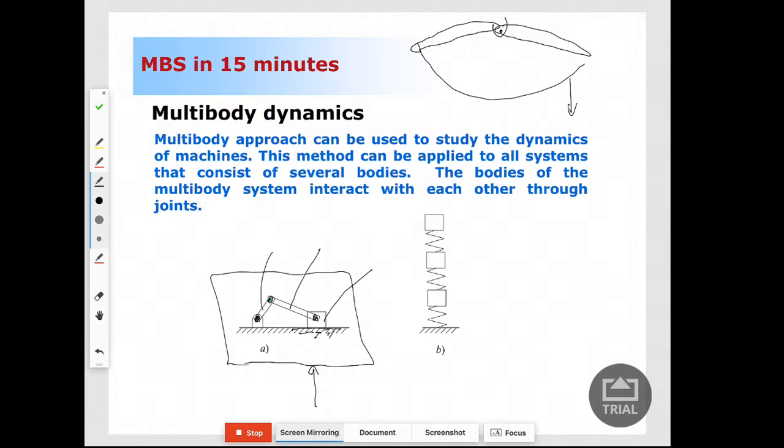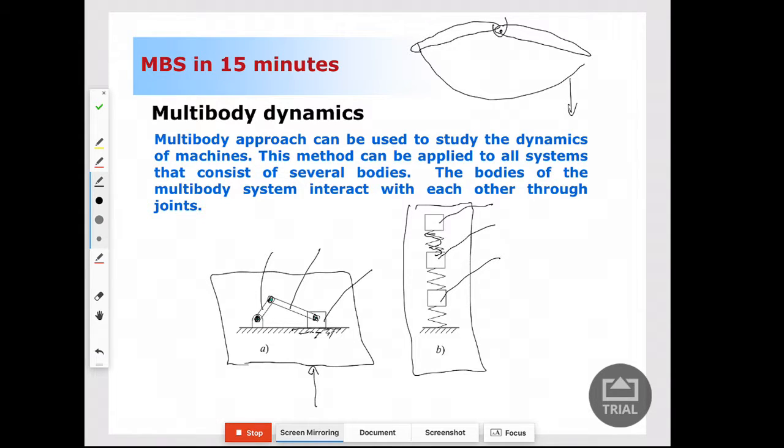So what about system B here? System B too consists of multiple bodies. So I have here box number 1, 2, and 3. But these boxes are not coupled together via constraints or joints. Instead, these are coupled together with spring elements.